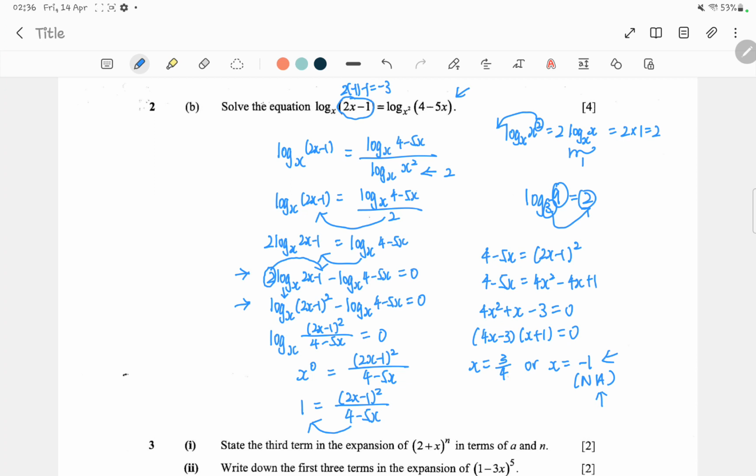So what about 3 over 4? Now 3 over 4 is okay because 2 times 3 over 4 minus 1 is actually equal to 0.5, that's positive, that's good. And what about the value over here? So 4 minus 5 times 3 over 4 equals 4 minus 15 over 4, which is actually equal to 1 over 4. Again, positive, so that's okay. And I want you to do your own verification. If you substitute 3 over 4 in here, you can see that the left hand side is indeed equal to the right hand side. And we are done with question number 2.